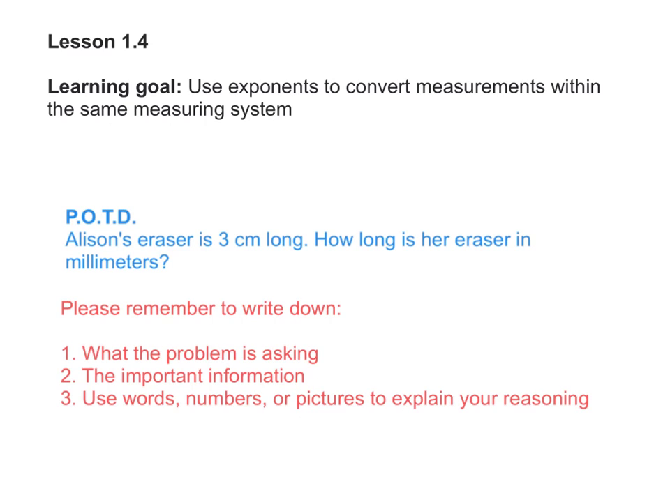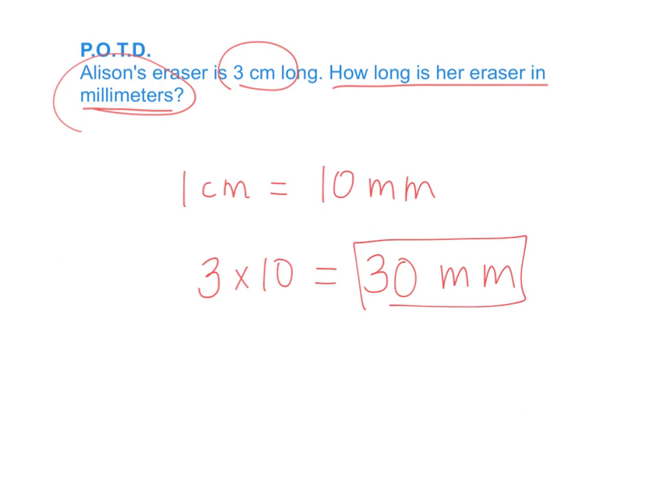Today we're moving right along to lesson 1.4, and today our learning goal, which you should have written down in your notebook, is to be able to use exponents to convert measurements within the same measuring system. What that means is converting centimeters to meters, or millimeters to centimeters, or millimeters to meters, or grams to kilograms within the same measuring system to make some conversions. But first let's talk about the problem of the day.